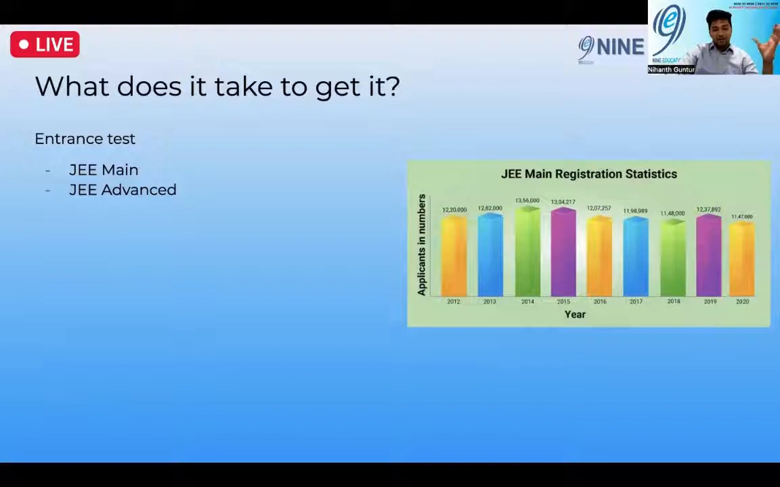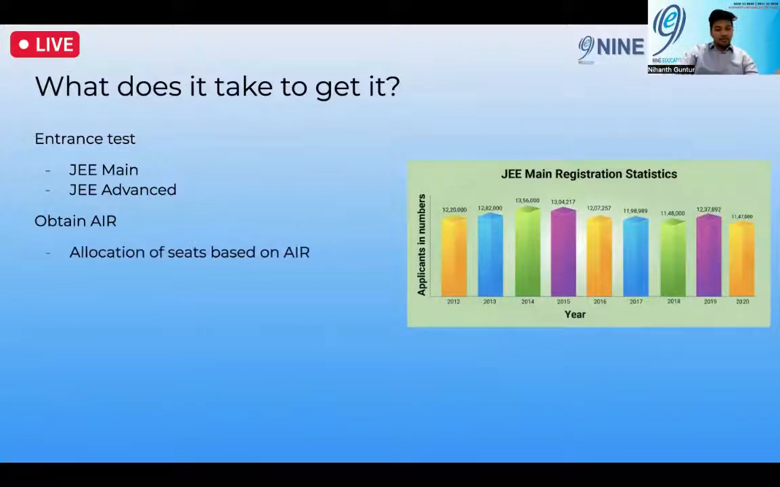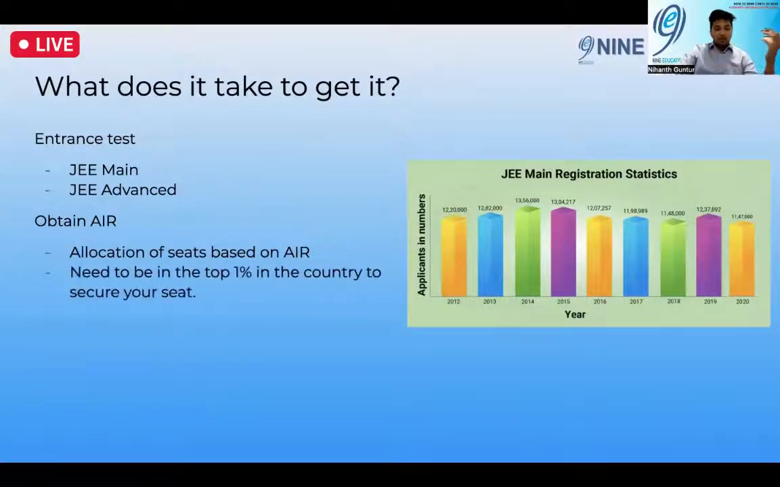On average, we see about 12 to 15 lakh students register for the IIT JEE exam every year. Of course, like we saw, they need to clear JEE Mains, then they need to clear JEE Advanced. After they do this, they obtain something called an All India Rank. Seats are allocated based on the All India Rank. You need to be in the top 1% in the country to actually secure a seat, which means 15 lakh students write the exam, and only 15,000 seats are allocated.